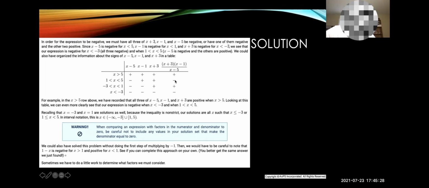So we can create another table again like this, and figure out when it's positive and when it's negative. It's negative during these two parts right here. That's why our answer is negative infinity to -3 and 1 to 5. And since it's a less than or equal to sign, we have to put brackets around these two parts here. So essentially that's how that works.